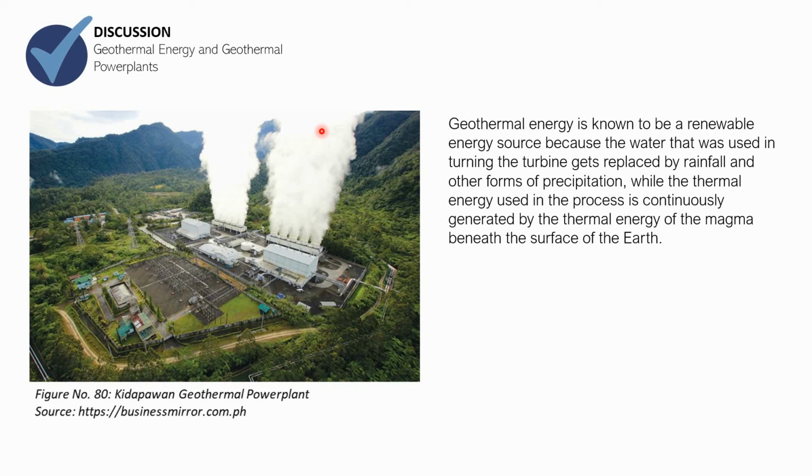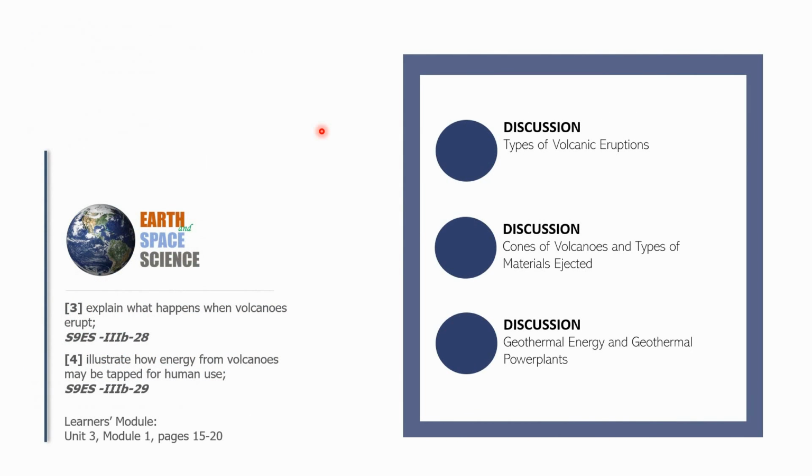So, this is the discussion. This ends the discussion for geothermal energy and geothermal power plants. And so for this video lesson, we were able to finish the following discussions. The first one is a discussion on the types of volcanic eruptions. The second part is a discussion on the cones of volcanoes and types of materials ejected. And then the last part is a discussion on geothermal energy and geothermal power plants.